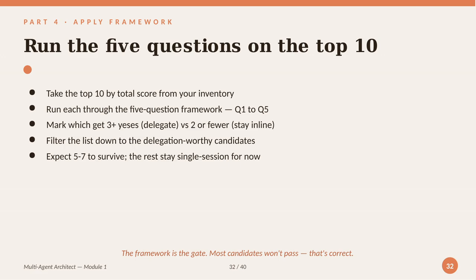The framework is the gate. Most candidates won't pass, that's correct. The gate exists to keep you from building 12 subagents that don't compound. 5 well-chosen subagents that match your real workflow will do more for your productivity than 12 mediocre ones that don't quite fit.